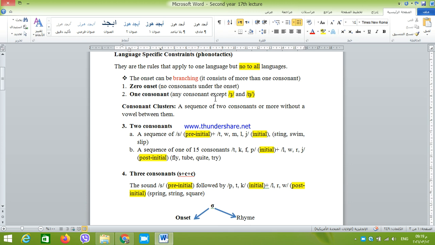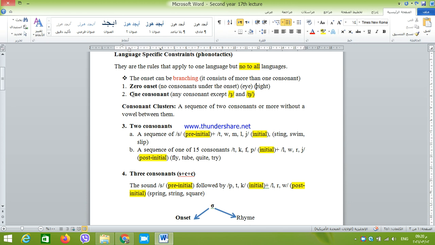Yes. Now let's take the cases. The first one is zero onset, which means there is no consonants under the onset. Okay? An example is 'eye'. Here we have the word I. Here we have only a vowel. 'Eight'. Here we have a vowel and a coda, but no onset. This is called zero onset. So zero onset means there is no consonants under the onset position.